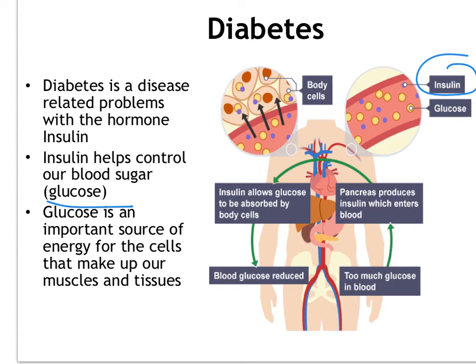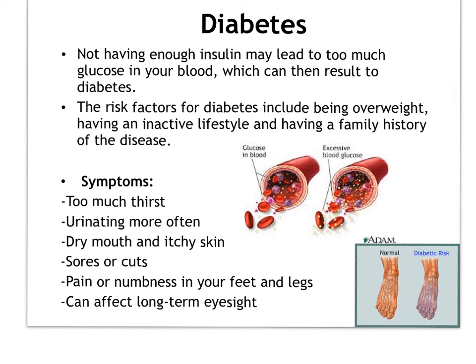The food that we eat or drink is broken down into glucose, and it is an important source of energy for the cells that make up our muscles and tissues. We can say that insulin helps manage the amount of glucose in the blood. It has a controlling function. So what do you think may happen if there is not enough insulin in our bloodstream? Well, not having enough insulin may lead to too much glucose in the blood, which can then result to diabetes.